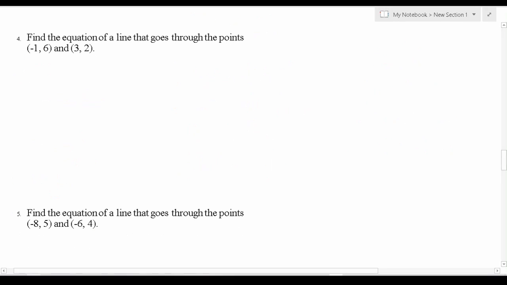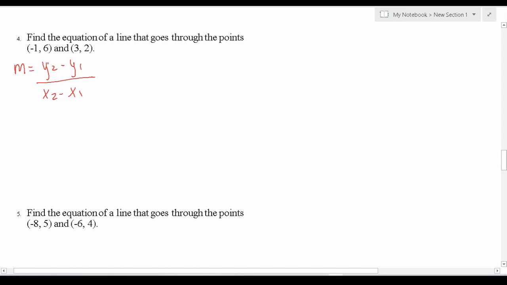Okay? Question 4 says, find the equation of a line that goes through the points negative 1, 6, and 3, 2, which is what we did in the previous problem. The first step, if you recall, is to find the slope using these 2 points. So we're going to use the slope formula to do that. Again, the slope formula is m equals y2 minus y1 over x2 minus x1.